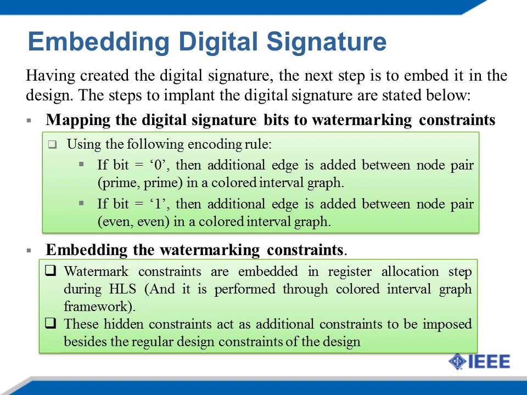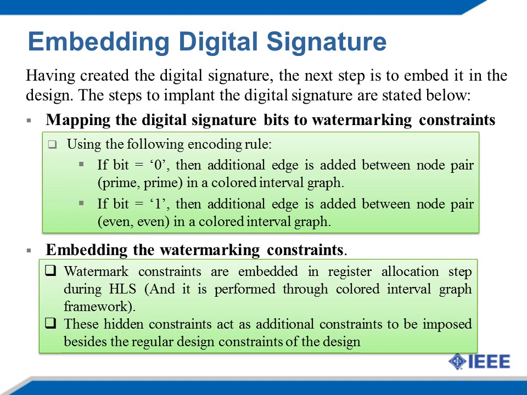The rule is as follows: if the bit is 0, then an additional edge has to be added between prime node pairs in the colored interval graph. The colored interval graph is nothing but a graphical representation of the register allocation phase of high level synthesis. But if the bit is 1, then the additional edge will be added between the even node pairs of the colored interval graph of the high level synthesis.